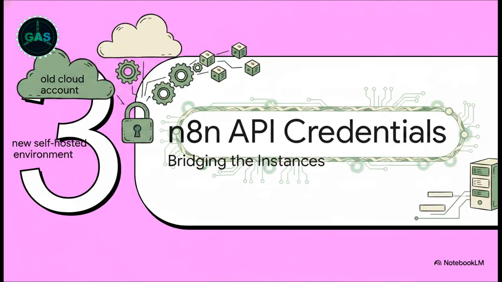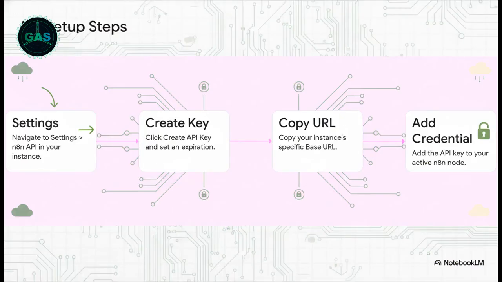All right, Section 3, configuring n8n API credentials. This is all about securely bridging those two instances. So to make these two environments actually talk to each other, we've got to set up authentication. It's basically a 4-step process.